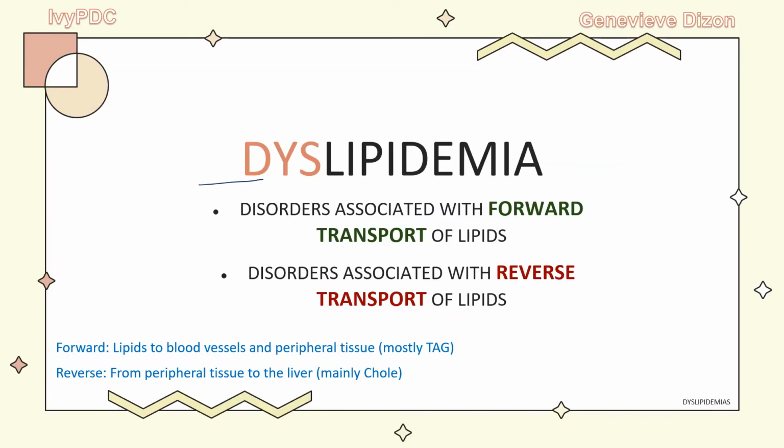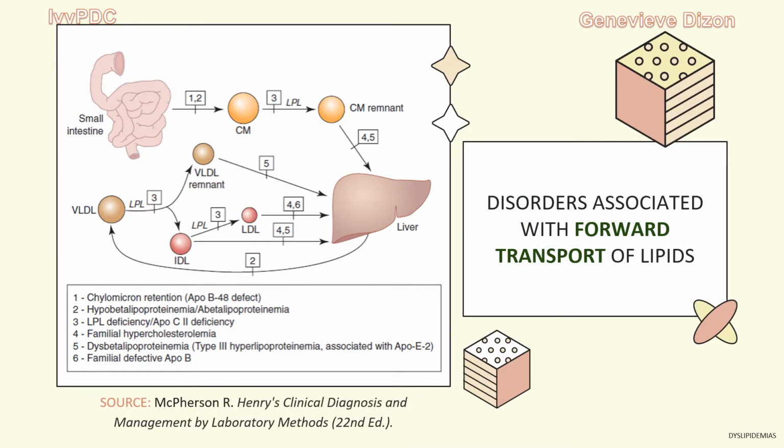Dyslipidemias are involved in both the forward transport and the reverse transport of lipids. The following discussion will talk about the different disorders associated with the forward transport of lipids. Examples would be chylomicron retention and hypobetalipoproteinemia.